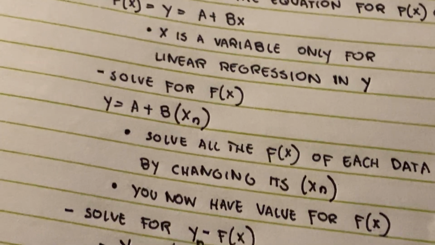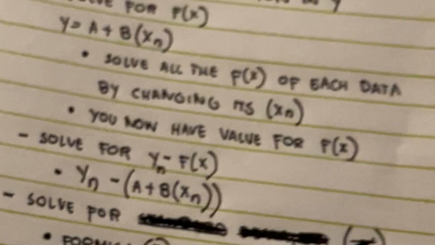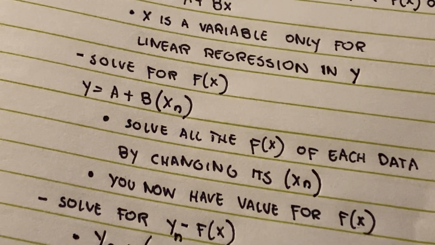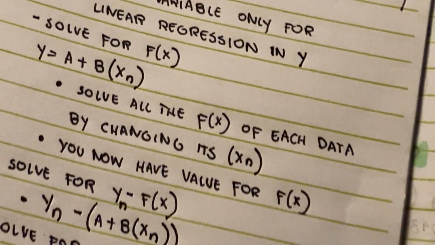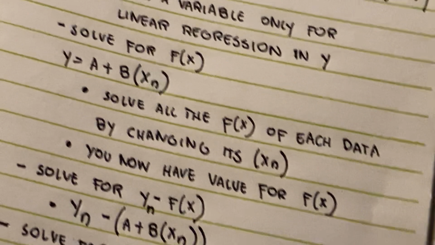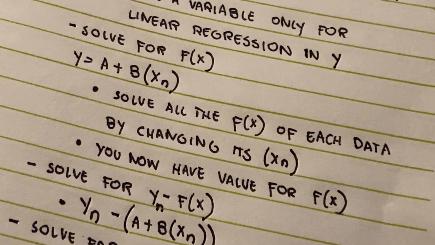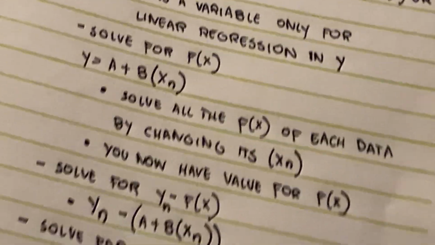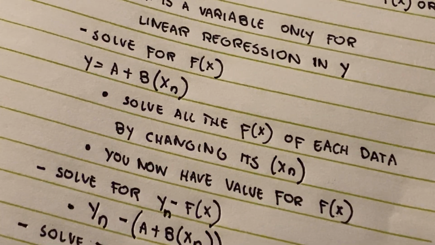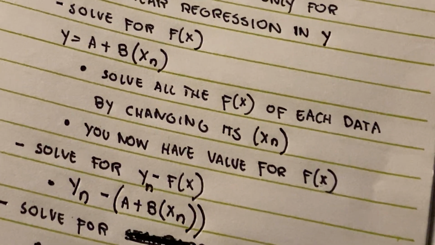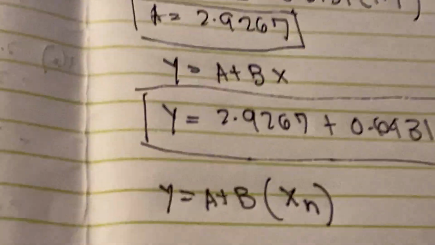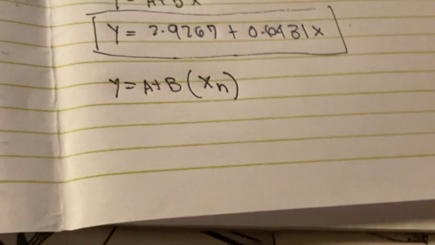So, for f of x, ang kanyang formula is y equals a plus b times yung number of observations. Solve of the following functions of each data by changing its number of observations along x. Then, y equals a plus b times x observations.